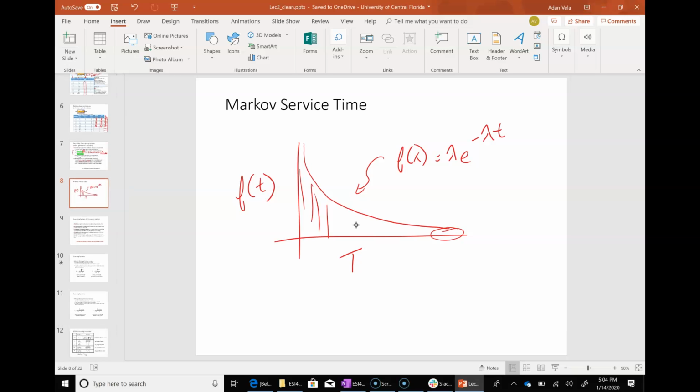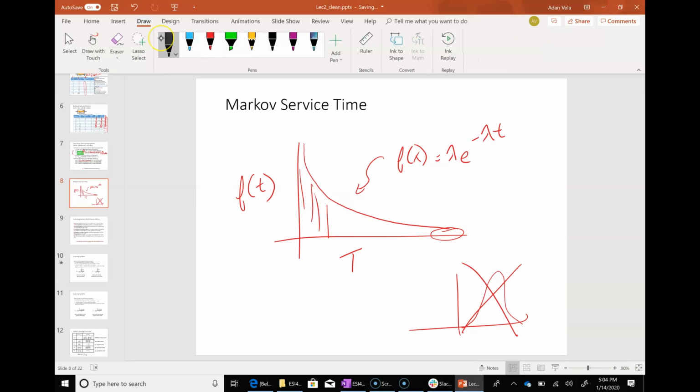A lot of times I think most of y'all are used to working with normal distributions, right? That's not what we're talking about here. This is a different probability distribution. And in fact, this parameter, lambda, is exactly the one we were referencing earlier with the arrival rate.